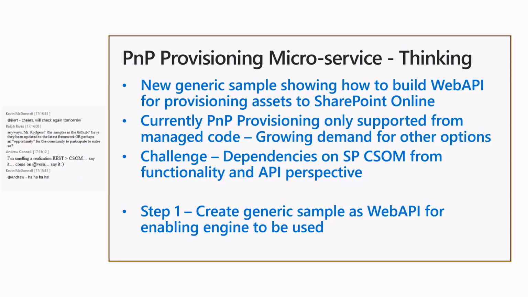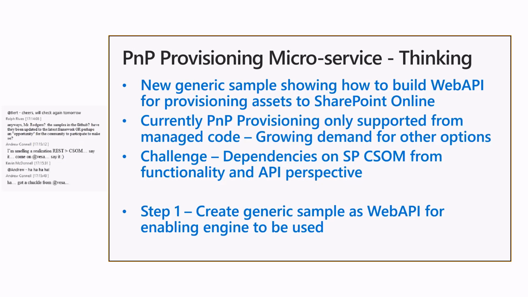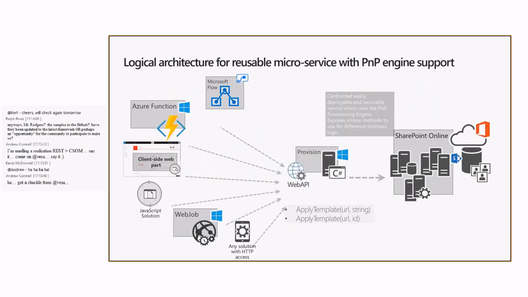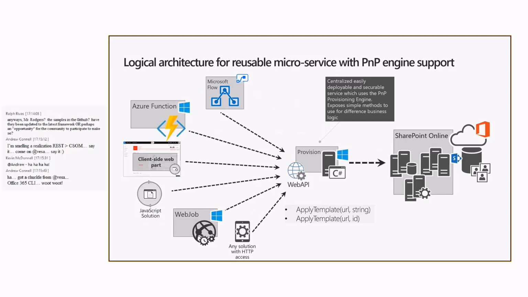Now, what we were planning to do as step number one is to actually implement a reusable, in quotes, starter kit or reusable solution for you to take advantage of, which is a generic example as a web API for enabling the engine to be used. And I'll come back to the .NET Core discussion in a second. So basically give you a super easy and fully automatic way of hosting a single tenant application in Azure, which you can use as a microservice.